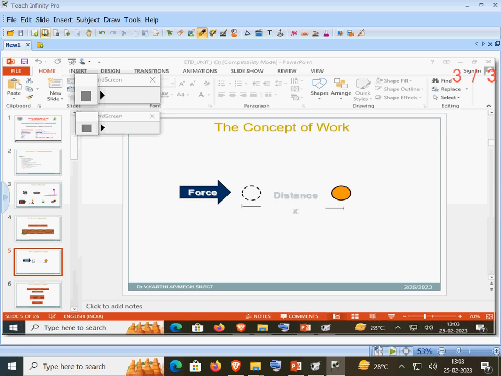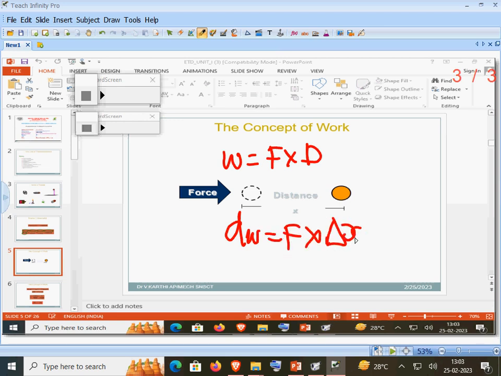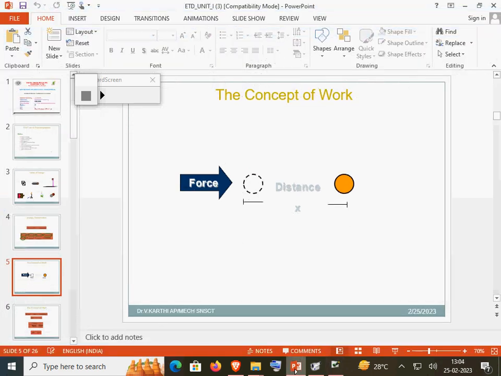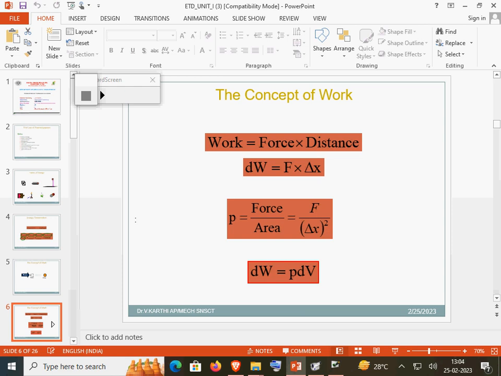Work is a mechanical form of energy. Work equals force times distance. Recall the definition of pressure: P equals force divided by area. We can write dW equal to PdV. This defines work as dW equal to PdV.